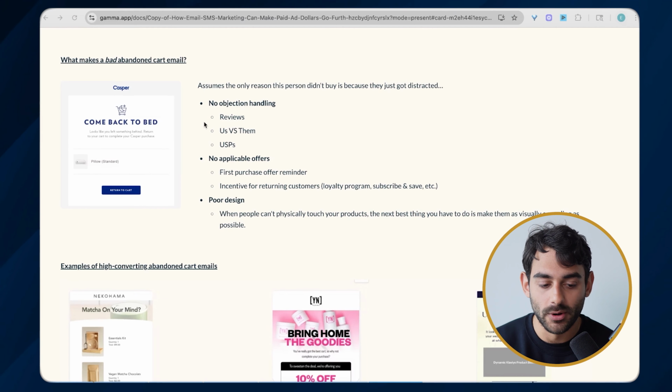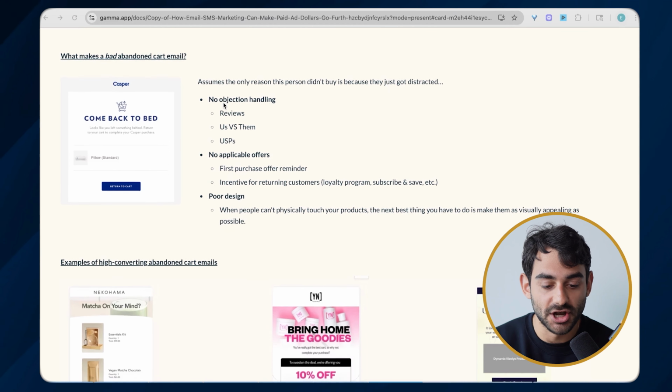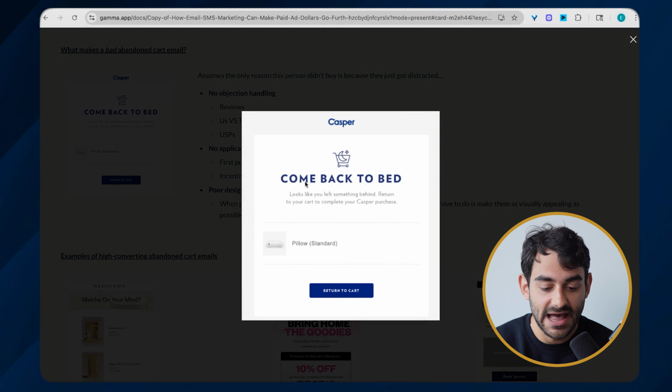So here's an example of what makes a bad abandoned cart email. Essentially, we can see one here from Casper. It says, come back to bed. Looks like you left something behind. Return to your cart to complete your Casper purchase. And then it has a really small picture of a pillow over here with a button that says return to cart. This is probably close to what your abandoned cart email looks like if you're using the default Klaviyo one, or if you just haven't put much thought into optimizing it.